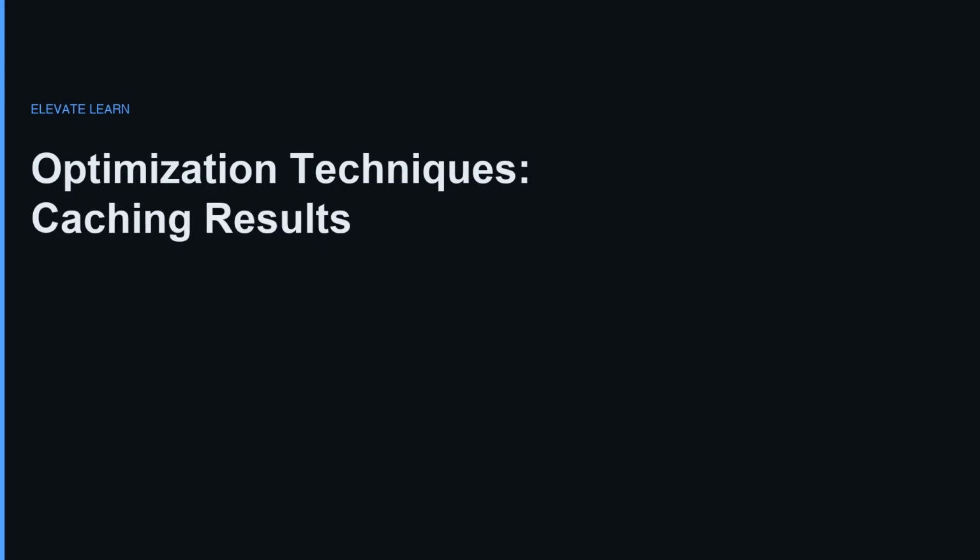Caching is a powerful technique that can help reduce the computational load by storing the results of expensive function calls and reusing them when the same inputs occur again. This can be particularly useful in scenarios where certain calculations are repeated multiple times.